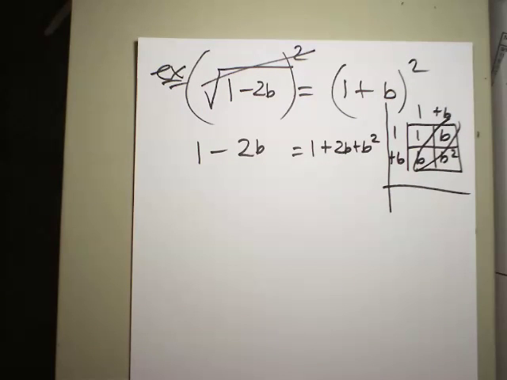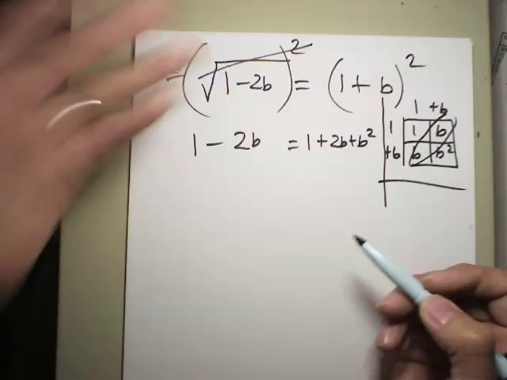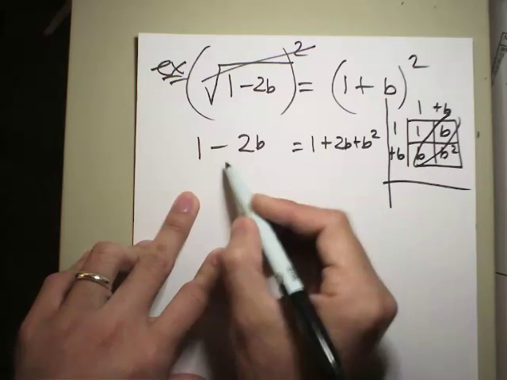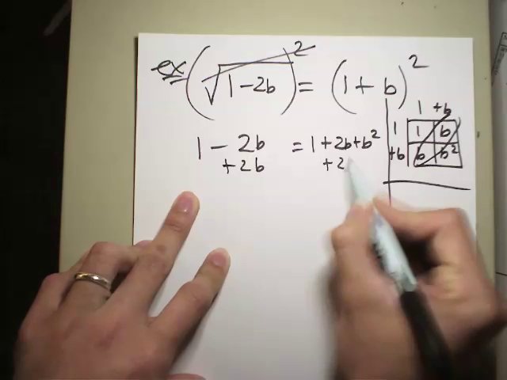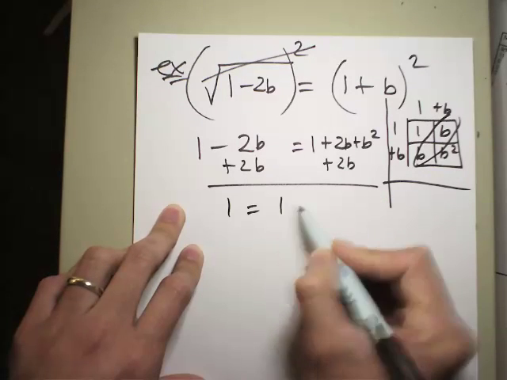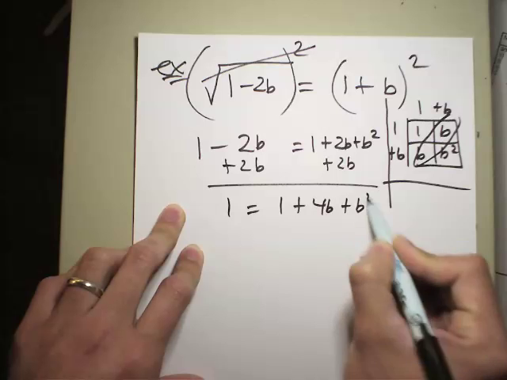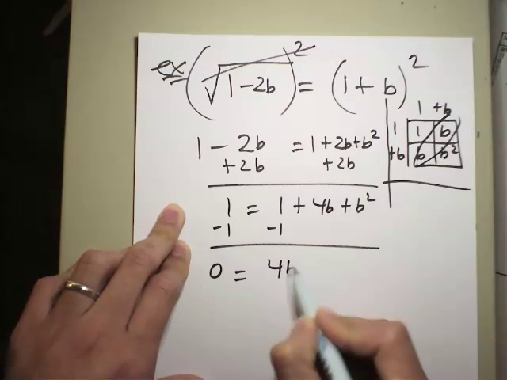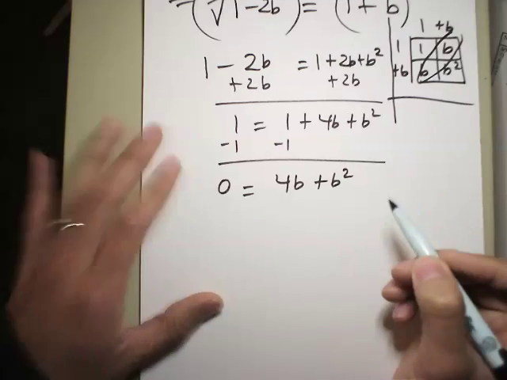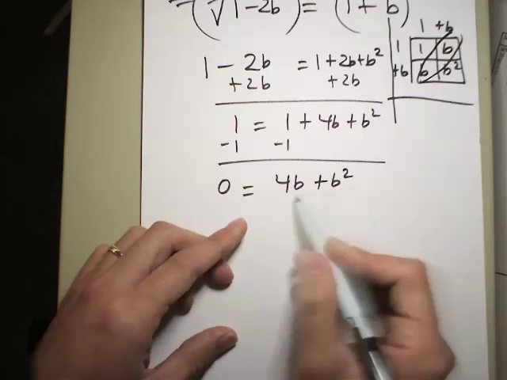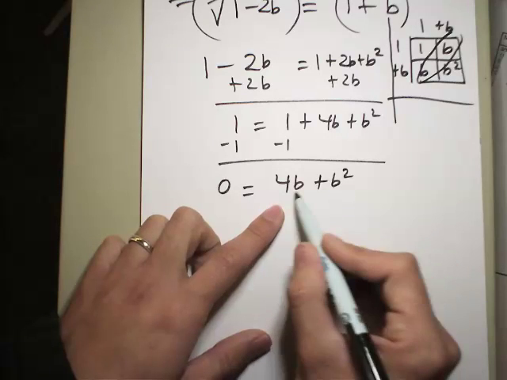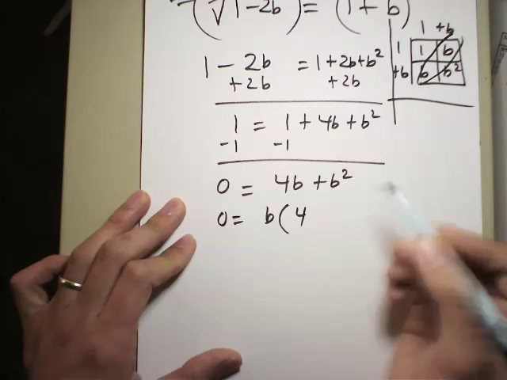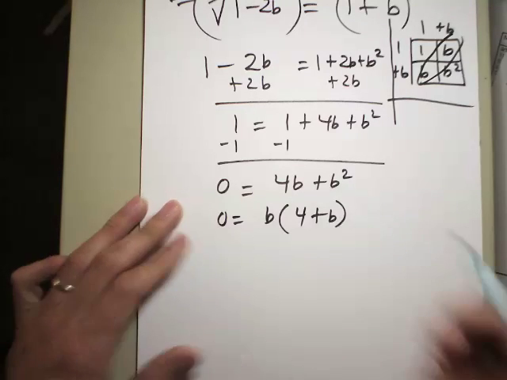Now you can start combining like terms because I managed to get rid of the radical sign. I'm just going to go ahead and move everything over to the right-hand side. So I'm going to add the 2b over. That's going to give me 1 plus 4b plus b squared. I'm going to subtract the 1 over as well. That's going to give you 0 equals 4b plus b squared. At this stage, I'm solving for b. So I can go ahead and factor out the b using GCF. I'll end up with b times the sum of 4 plus b.